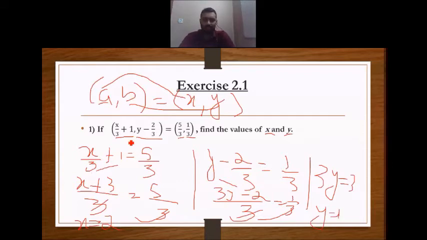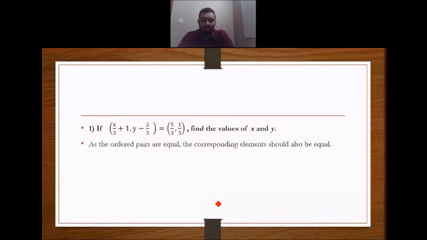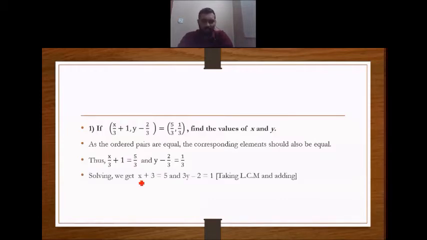So we equate the corresponding first element and corresponding second element, then we solve. So the solution goes like this. Ordered pairs are equal, therefore corresponding elements should be equal. Then solving we get x plus 3 equal to 5 and 3y minus 2 equal to 1 by taking LCM, just like we did just now. So x equal to 5 minus 3 is 2, 3y equal to 3, therefore y equal to 1. So this is the answer.